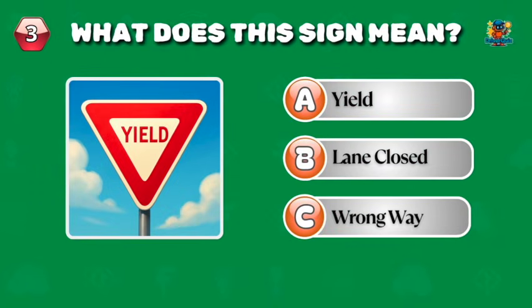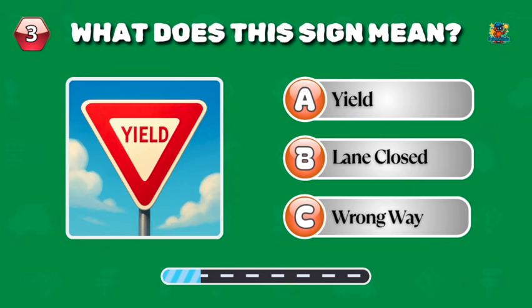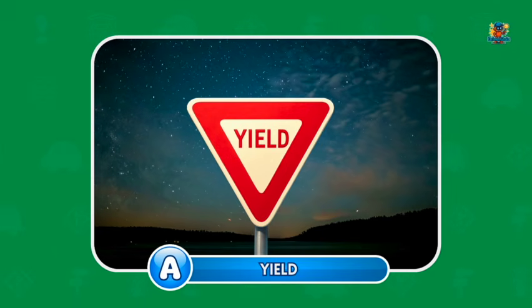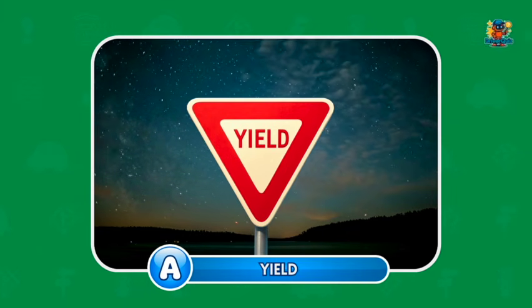Question 3. A. Yield. B. Lane closed. C. Wrong way. A. Yield. Slow down and let other traffic go first. Yield signs mean give the right of way.